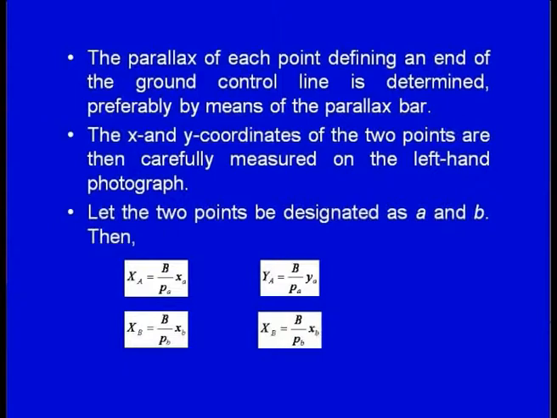The parallax of each point defining an end of the ground control line is determined preferably by means of the parallax bar. The x and y coordinates of the 2 points are then carefully measured on the left photograph. Let the 2 points be designated as A and B. So, then the ground coordinate x A can be expressed as capital B divided by the parallax P A on the photograph multiplied by its x coordinate. Similarly, y A, that is the ground coordinate, can be expressed as the base B divided by P A multiplied by y A, and similarly we can express the same for the ground coordinate B also.